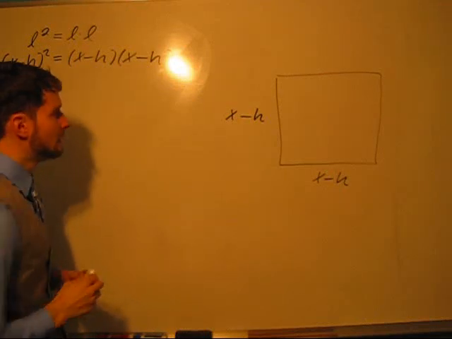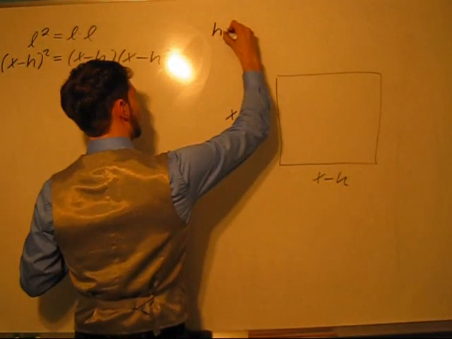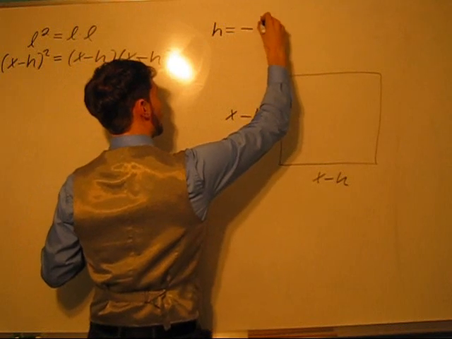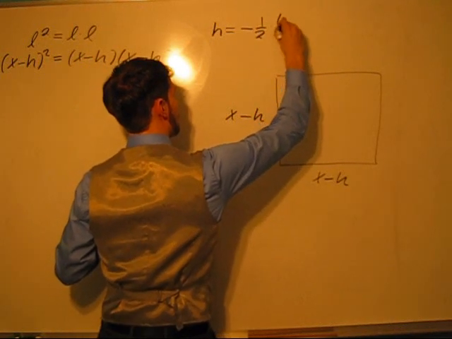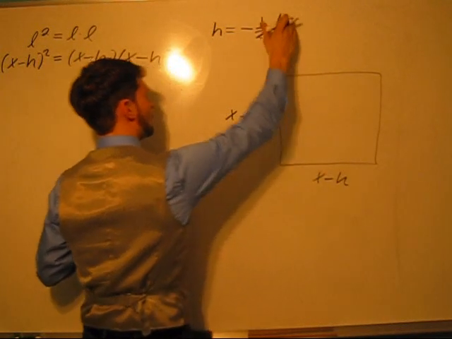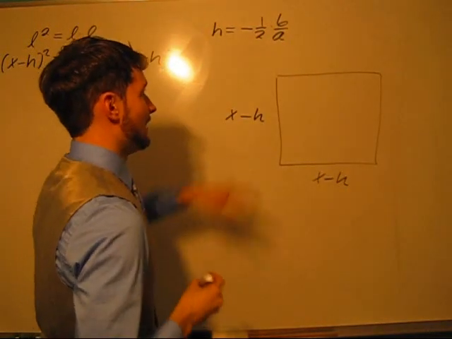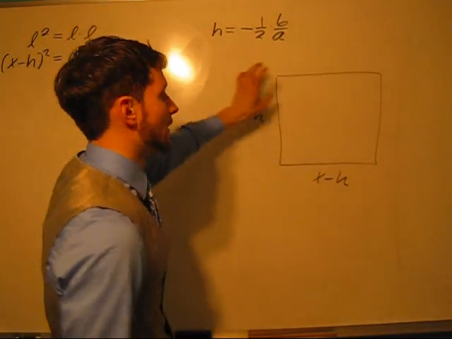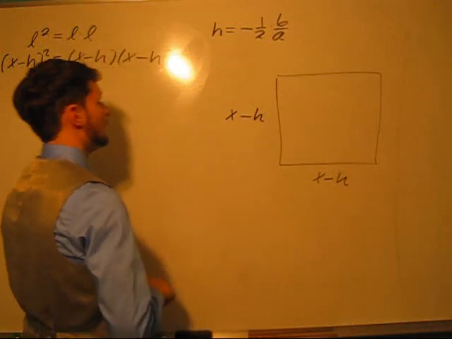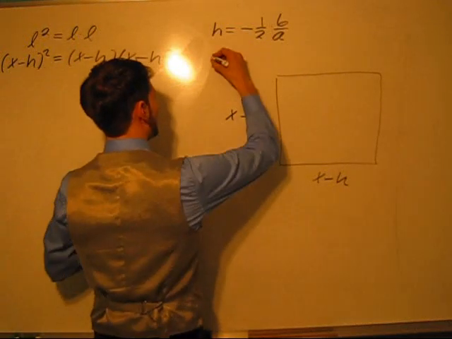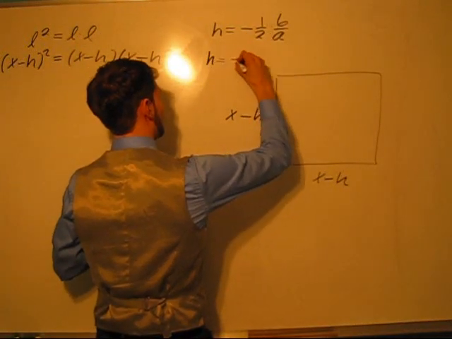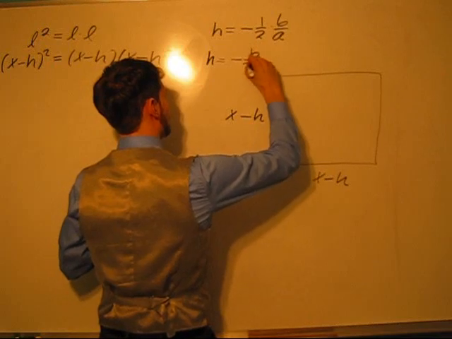Suppose that h is equal to the opposite of 1/2 times the quotient of b over a, where b and a are constants, and they're real constants, that is, they're values within the set of real numbers. We could simplify this to h being equal to the opposite of b over 2a.